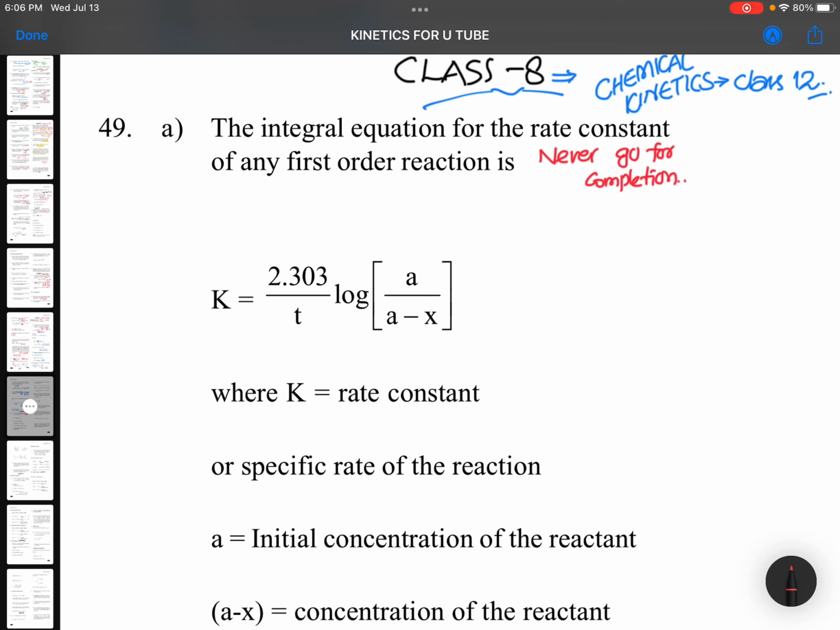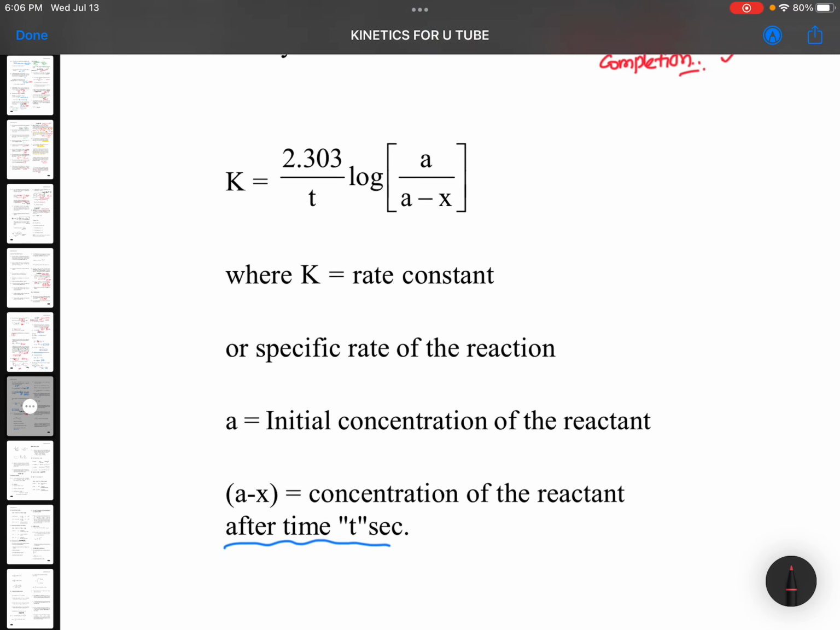If your dad asks or if your mom asks, when is your chemistry syllabus going to complete, then you just say, I am preparing first order kinetics. Then they will ask you when the syllabus is going to be completed. Then you ask your chemistry sir. So, never go for completion. First order reactions never go for completion.